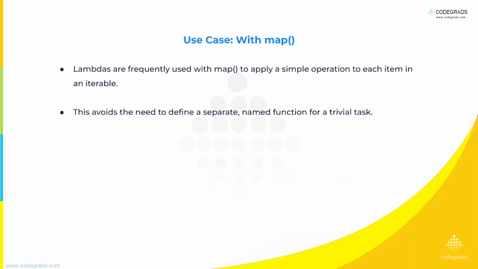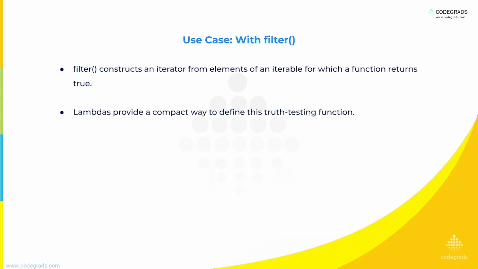Next is the use case with map. Lambdas are frequently used with map to apply a simple operation to each item in an iterable, and this avoids the need to define a separate named function for a trivial task. So map applies a function to each item in a list. If you want to apply a simple operation to each item in an iterable, then we'll always go with the map.